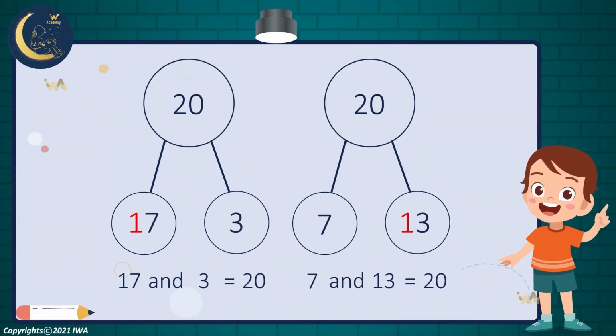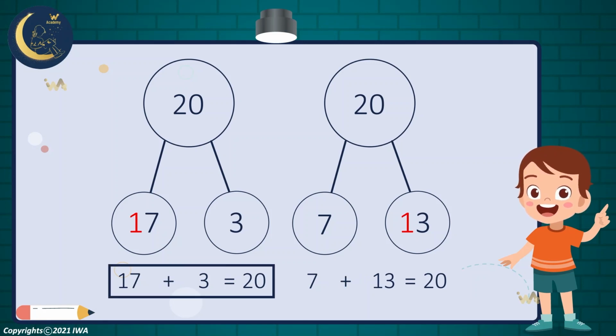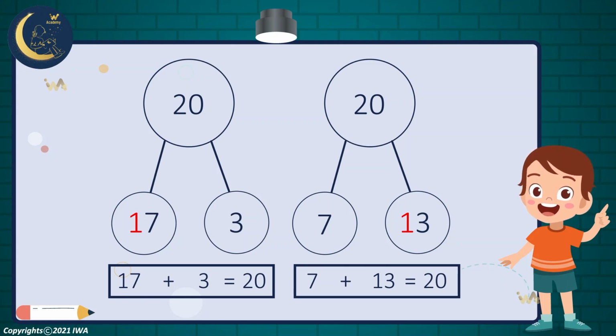We represent this through addition sentences by replacing the "and" with a plus sign. 17 plus 3 equals 20, and 7 plus 13 equals 20. So, my friends, in order to find the number bonds of 20, we write the number bonds of 10. Then we add a 10 to one of the components of the number bonds of 10.